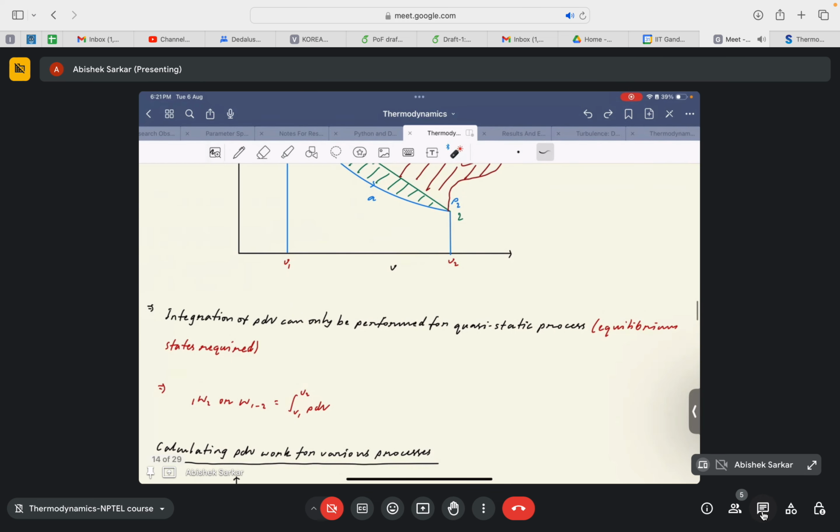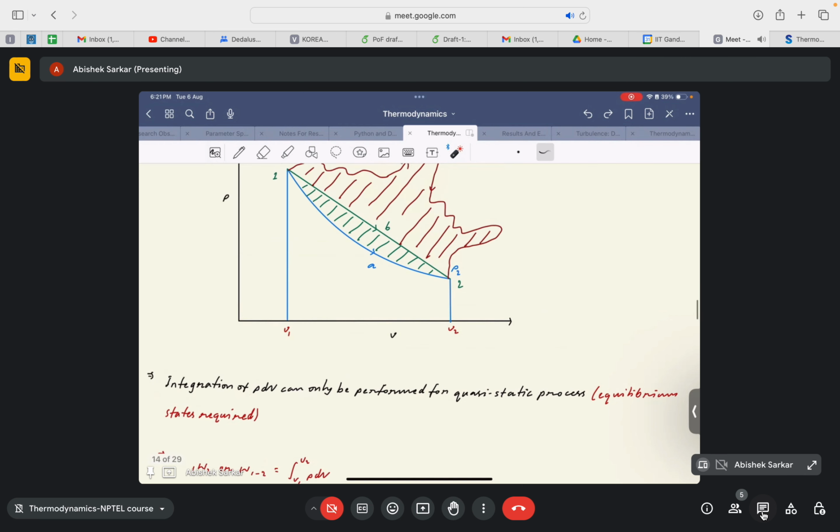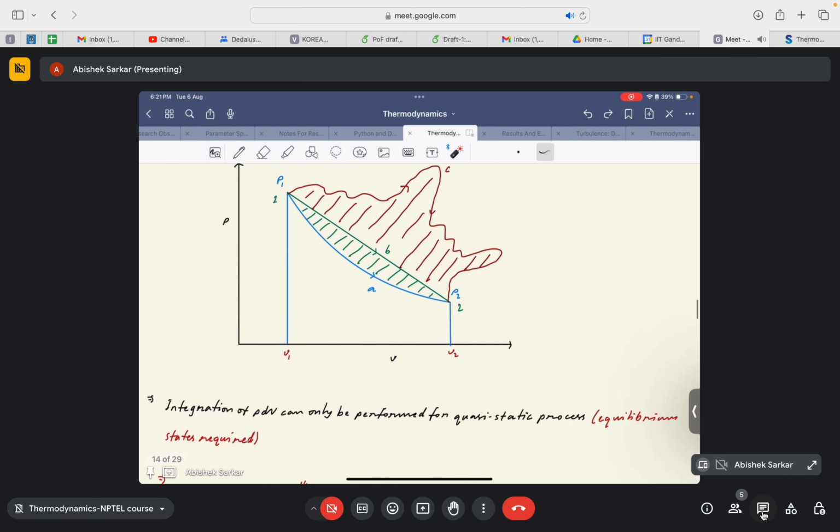Again, Professor Anand and I also want to emphasize again and again why the integration of the PdV curve can only be performed when the process is a quasi-static process. Why? Because it is only then that we can represent the process through a solid curve and then evaluate the integral. Otherwise, if the process is irreversible, then we cannot represent it on the PdV curve as a solid line, so the integration cannot be achieved.